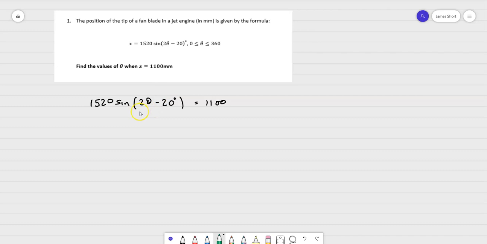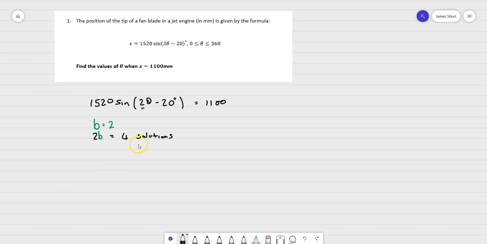So we notice, first of all, that the period coefficient b is equal to 2. And we can say that there are going to be 2b solutions, so there's going to be 4 solutions. So we're looking for theta 1, theta 2, theta 3 and theta 4 here. This is quite a big question, quite a few steps involved, so we'll just do this slowly.